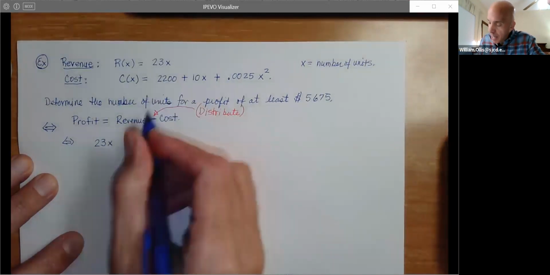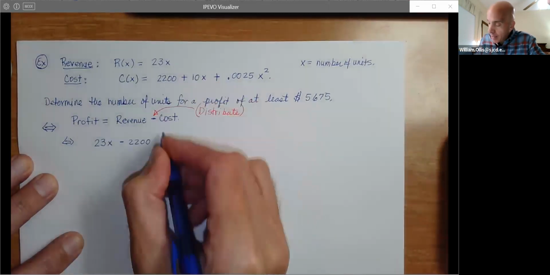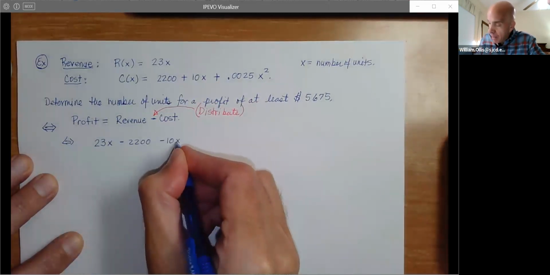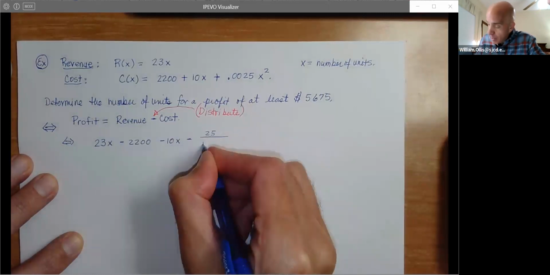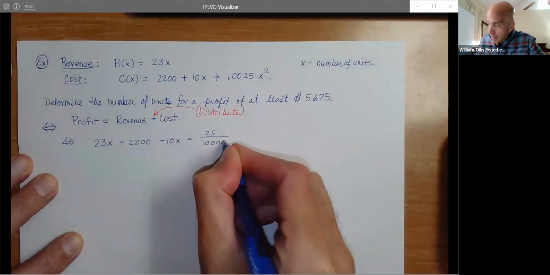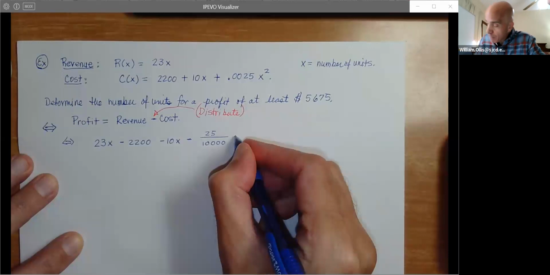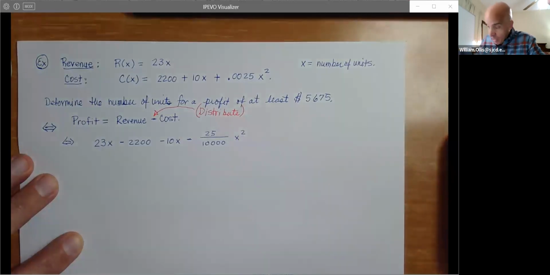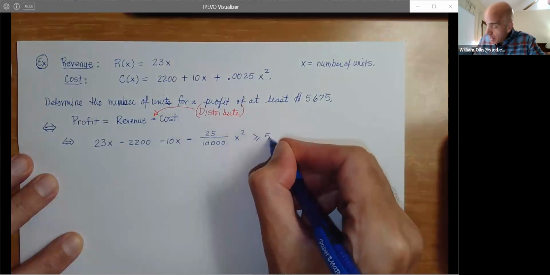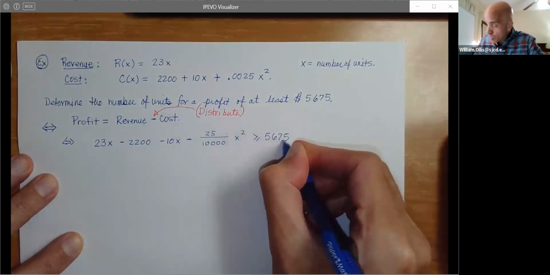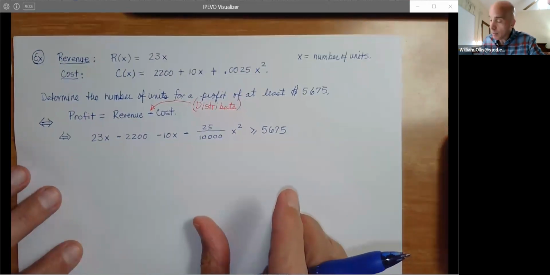So now when we have the negative, minus 2,200, minus 10x. And then minus, now I'm going to go ahead and write this as 25 over 10,000. That's what that decimal is. We've got 4 decimal places. And we have an x squared. And we want this to be at least $5,675. Trust me, when we factor these numbers, they are not unfortunate. They are actually good numbers.